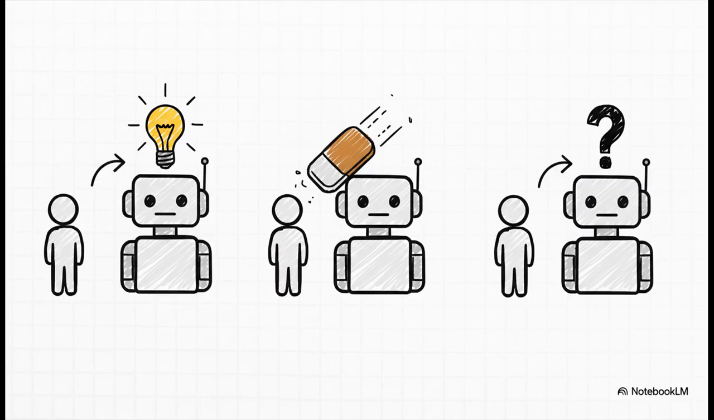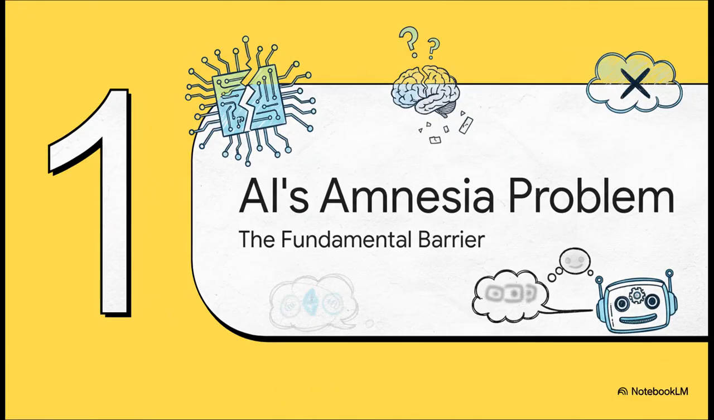Well, the simple answer is they're basically designed with amnesia. By default, large language models are what we call stateless. Think about it like this. Their entire awareness, their whole world, is confined to just one single interaction. And once that interaction is over, poof, the memory is completely wiped clean. And that brings us right to the heart of the matter, what we can call the AI's amnesia problem.